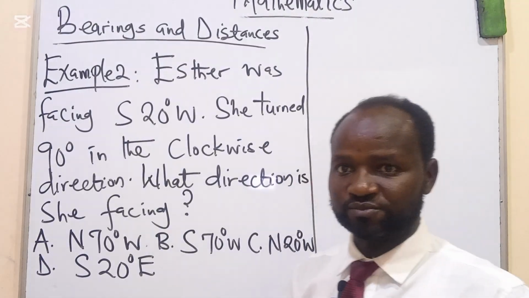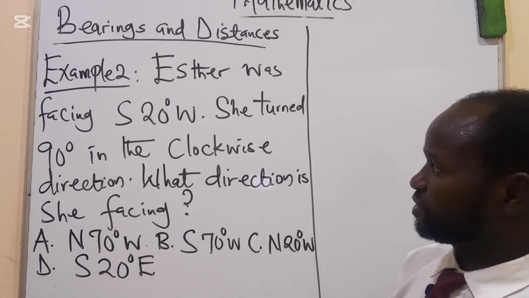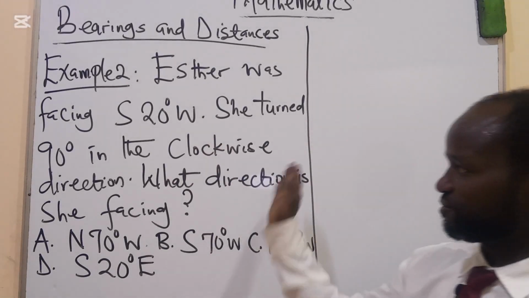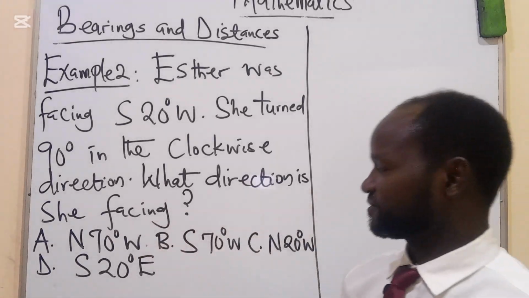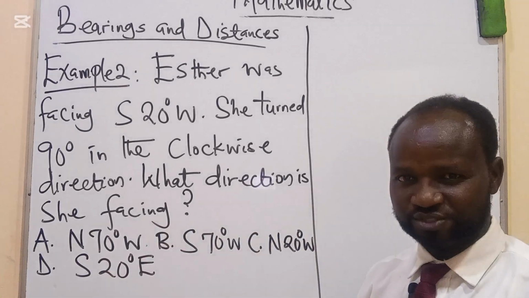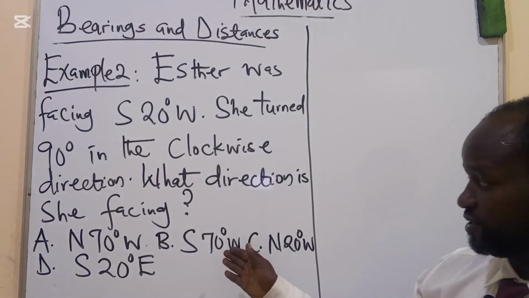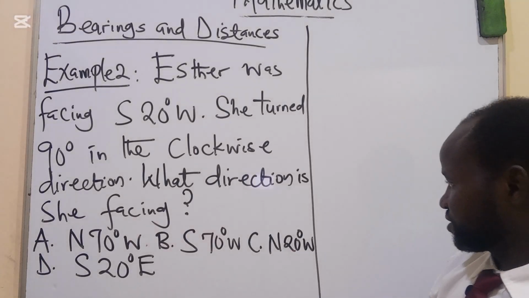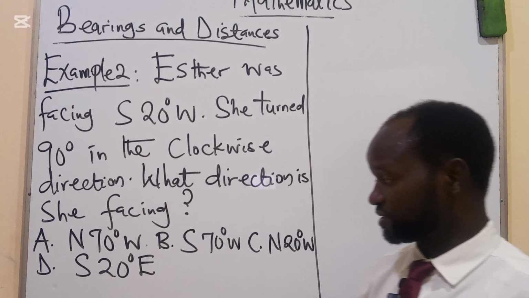This is question 2. The question reads, Esther was facing 20 degrees southwest. She turned 90 degrees in clockwise direction. What direction is she facing? This is an objective question. We have option A, 70 degrees northwest, B, 70 degrees southwest, C, 20 degrees northwest, option D, 20 degrees southeast.